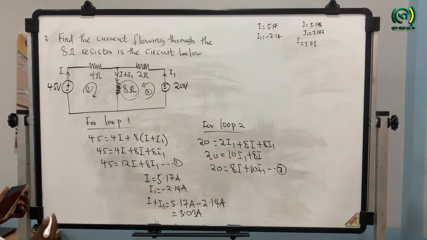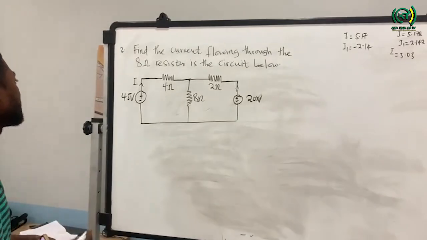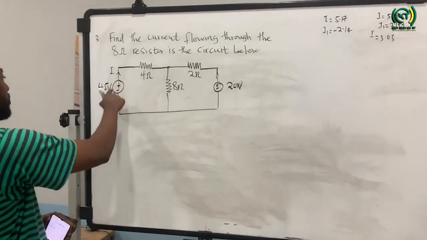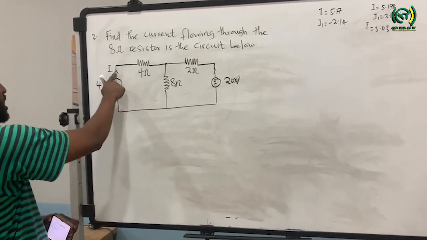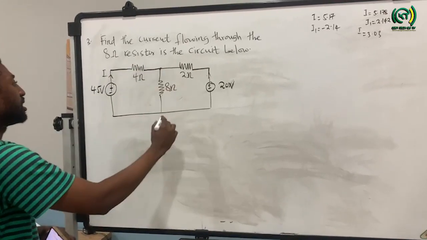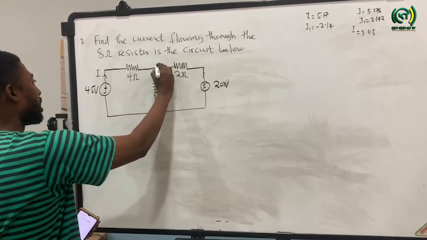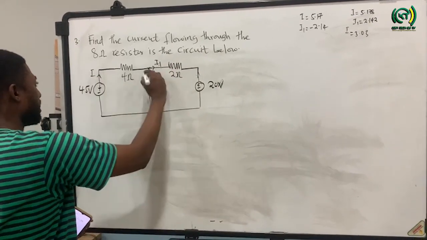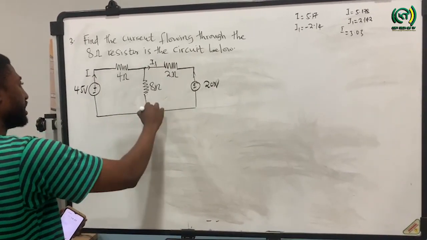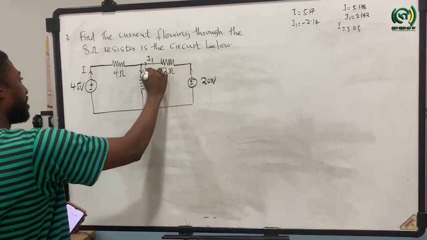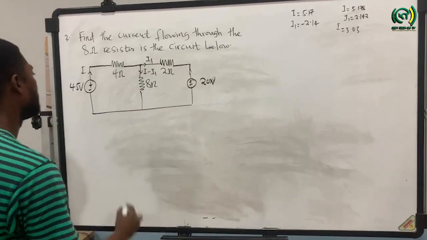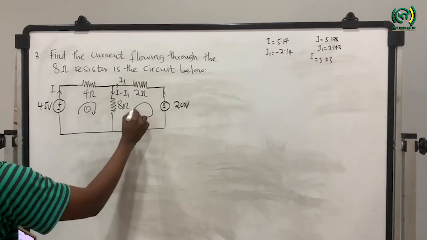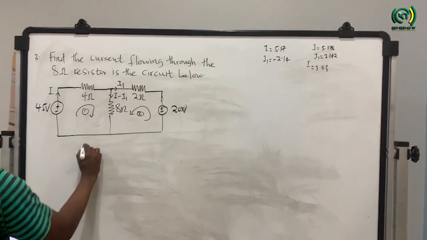Or we can also distribute the current such that when the 45 volt source drives a current I, when the current gets to this junction, it's going to split. We are going to have I1. So if I take I1 from I, that will be the current flowing through the 8 ohm resistor. So I minus I1. Then I'll introduce the looping. So loop 1, loop 2.